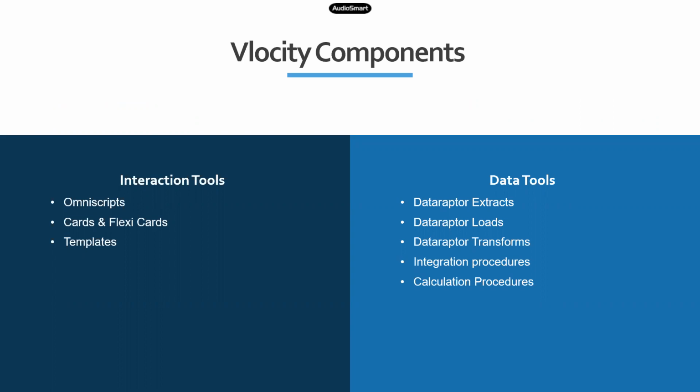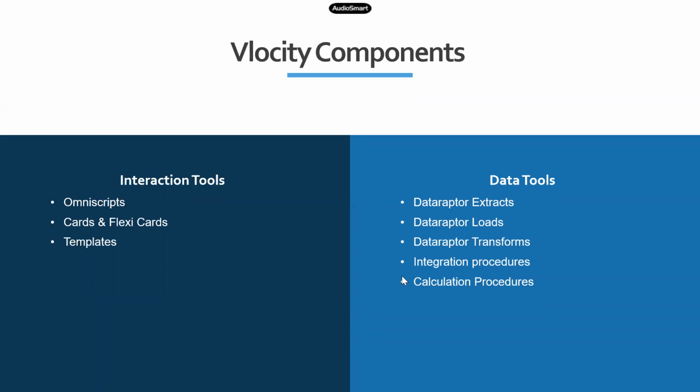The major difference is that OmniScript is a parent component, the UI tool which has all the screens, and flex cards are the child components.